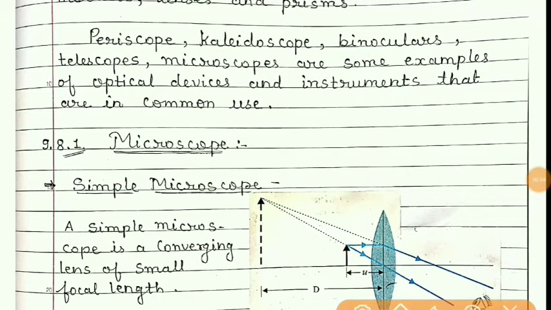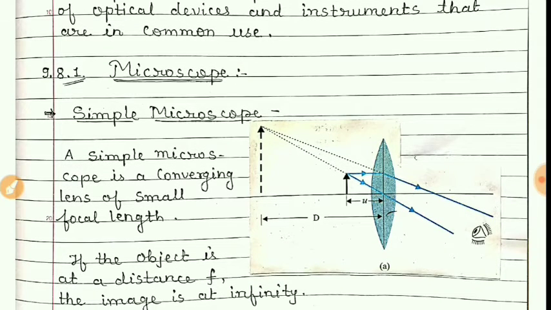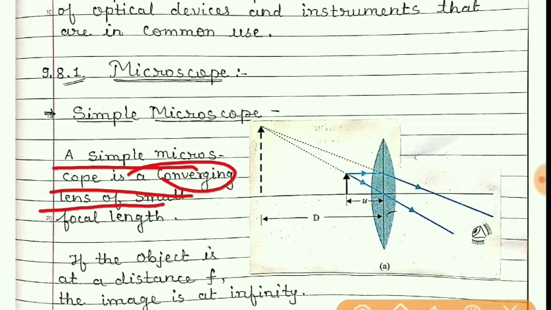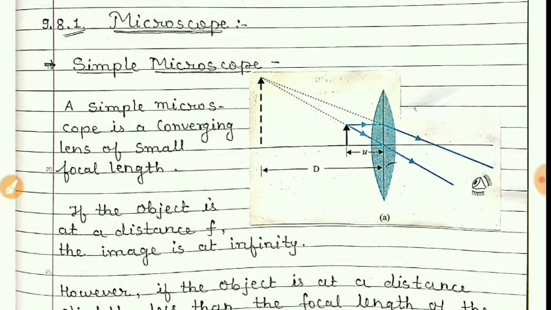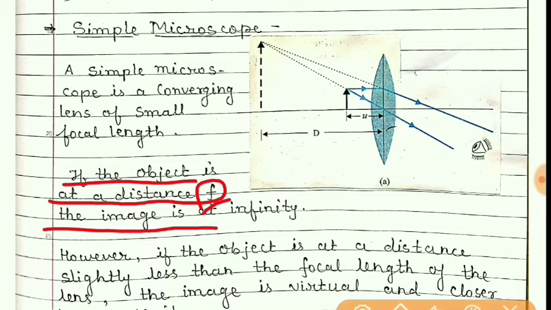So now students, what is a simple microscope? It is now known to us that a simple microscope is a converging lens of small focal length. Then the next thing we remember is, if the object is at a distance f, the image will be at infinity.